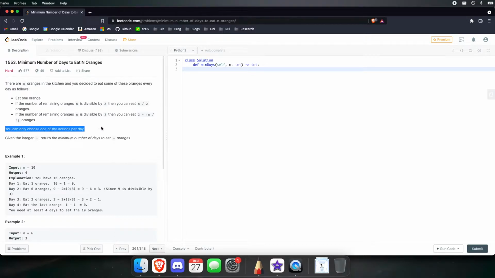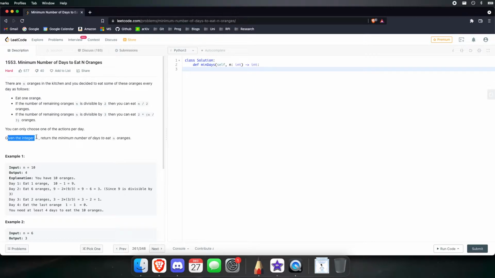And we can only choose one of these actions per day. So we can either eat one orange, or we can eat half of the oranges, or we can eat 2/3 of the oranges. We can only eat half if it's divisible by 2, so if it's even, and we can only eat 2/3 if it's divisible by 3.